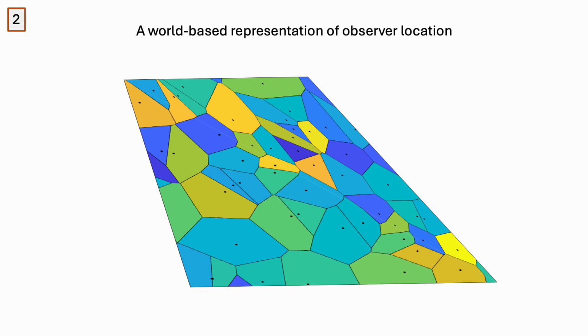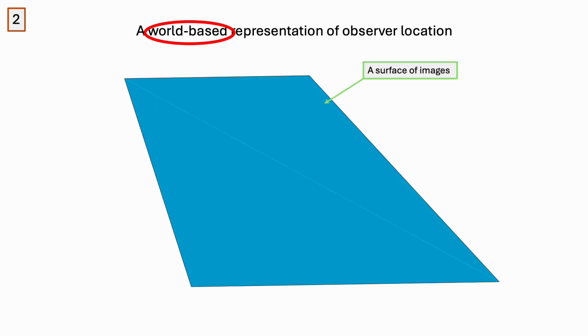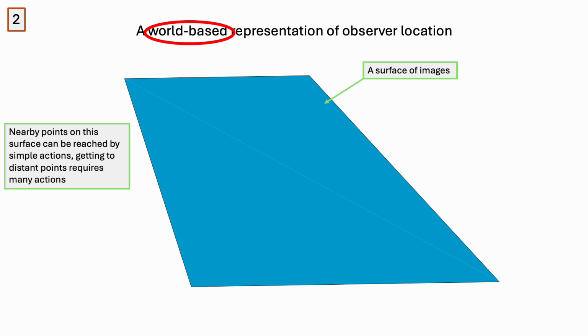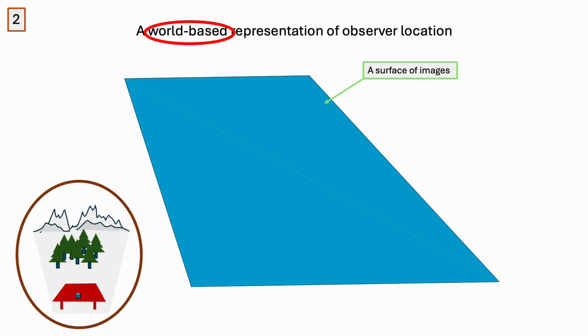So, second example is a world-based representation. We're going to relate that back to the type of egocentric representation that we've just been talking about. I'm going to change from this surface of neural states to a surface of images because it's easier to talk about. But again, nearby points on this surface could be reached by simple actions, and getting to distant points requires many actions. Okay, I want us to think about you're in a scene like we are here with mountains in the distance, a forest in the mid-distance, and then a picnic table close by.